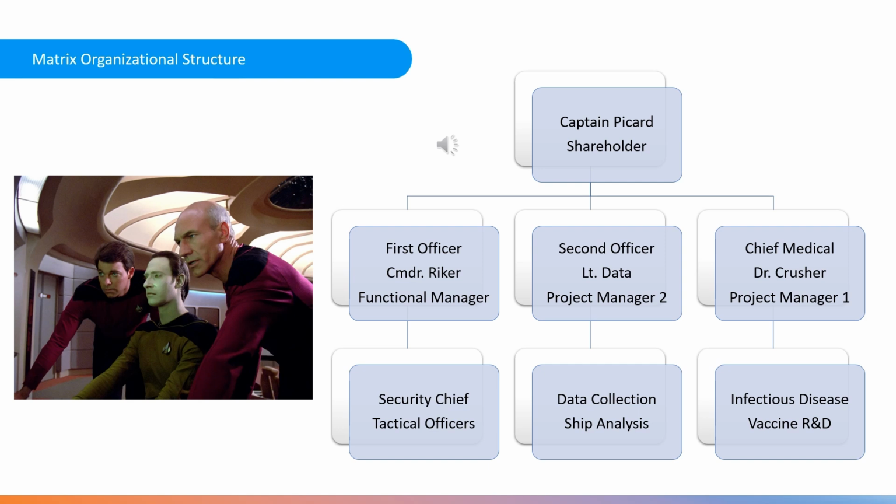So in this example, there's a medical crisis on the Enterprise, and the project managers would be the chief medical officer, Dr. Crusher, and the second officer, Lieutenant Data. The first officer, Commander Riker, acts as a functional manager. So everyone needs to report to all three of these managers.